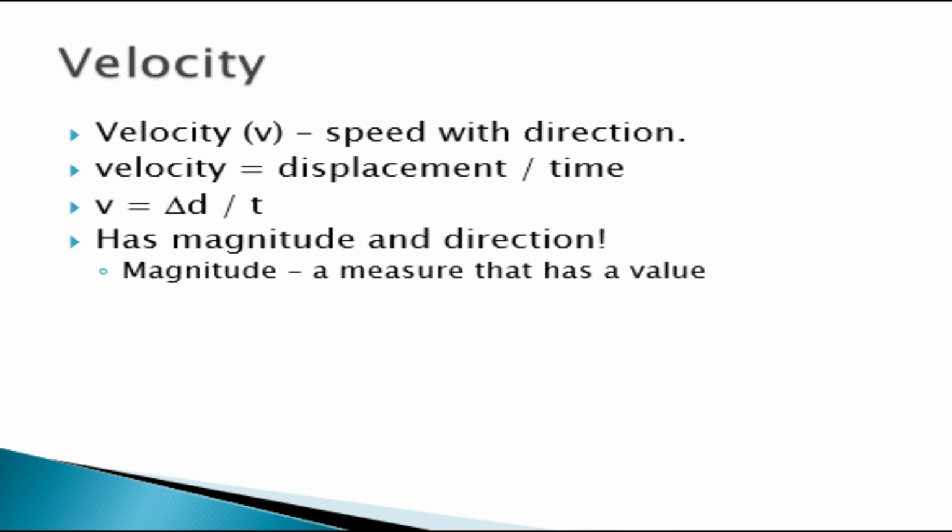Take note that velocity has both magnitude and direction. When we say magnitude, this is the measurement of the distance, or a measure that has a value. Examples: 7 kilometers, 32 kilograms, 7 Newtons. Those are examples of magnitude. The difference between velocity and speed is that velocity has both magnitude and direction.